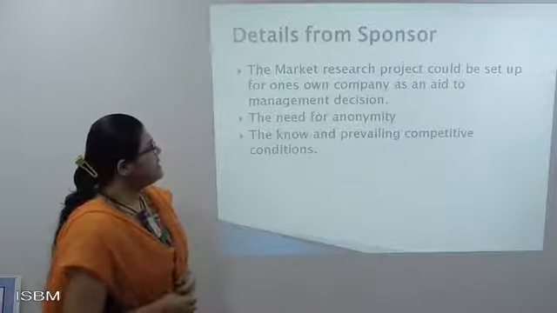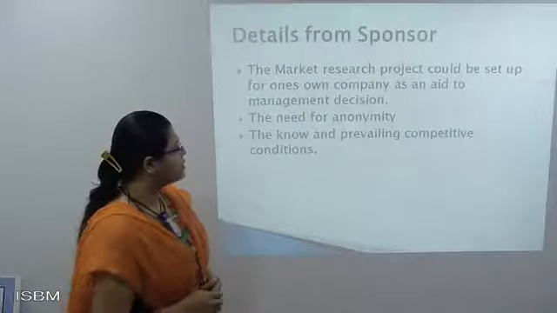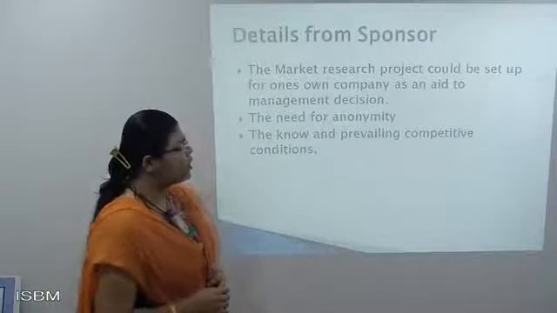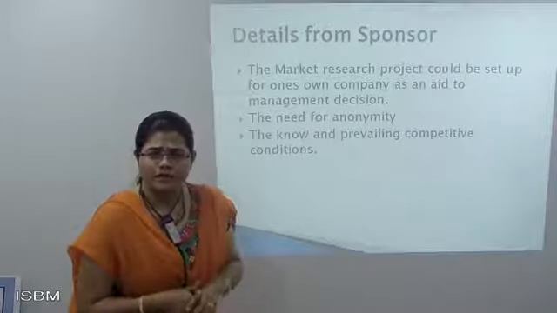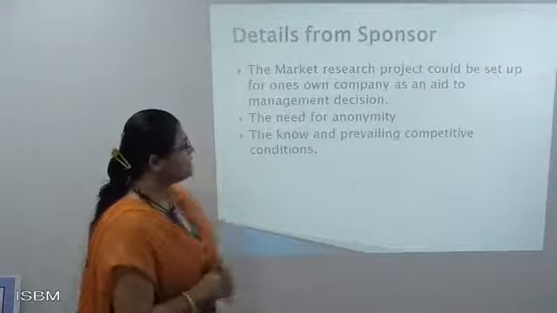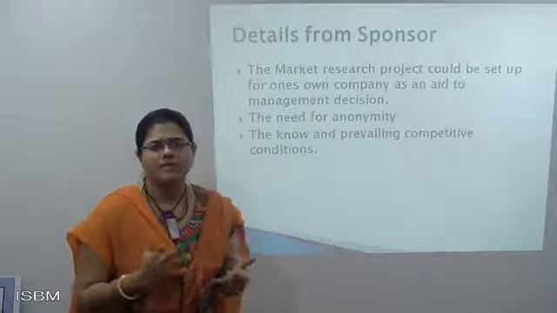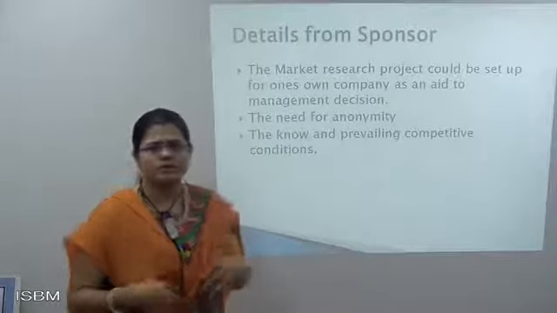Next, the need for anonymity. Next, the known and prevalent competitive condition. Here, the needs for anonymity should be according to whatever requirements there are, and the third point says it should be according to the competitive condition only, meaning you will get a proper way of data which will be sufficient for the sponsors to get those answers.